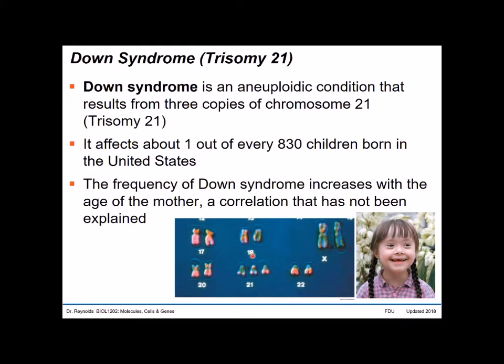Down syndrome is an example of an autosomal trisomy, specifically trisomy 21. It's the only example of an autosomal trisomy that we're going to talk about, but Down syndrome is arguably a very important medical condition in the United States, and it affects about 1 in every 800 children that are born. So although we don't know exactly why, we do know that the frequency of Down syndrome increases as the age of the mother increases. So it may be that non-disjunction increases as the age of the mother increases.